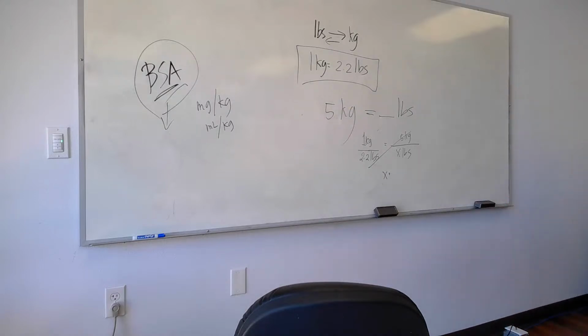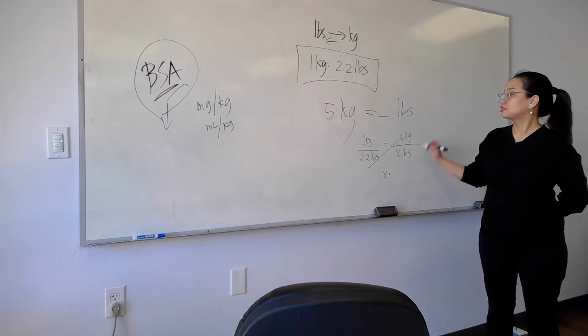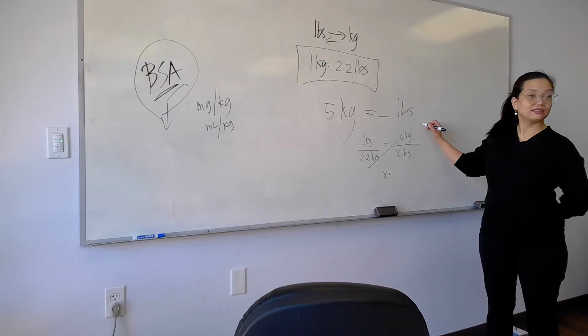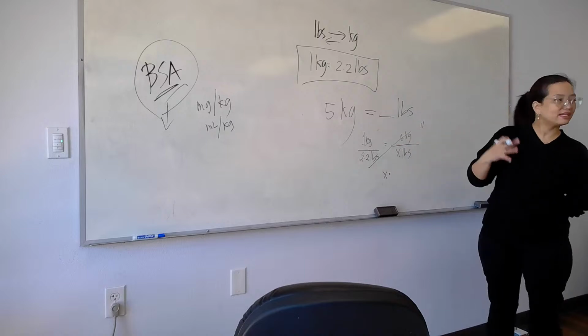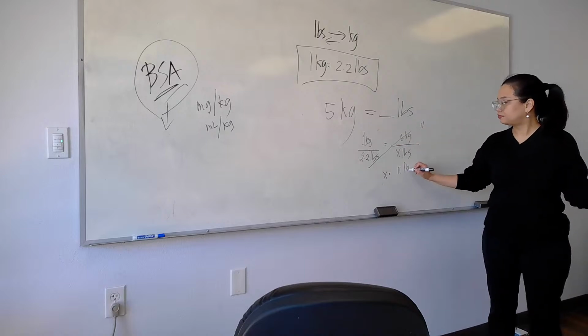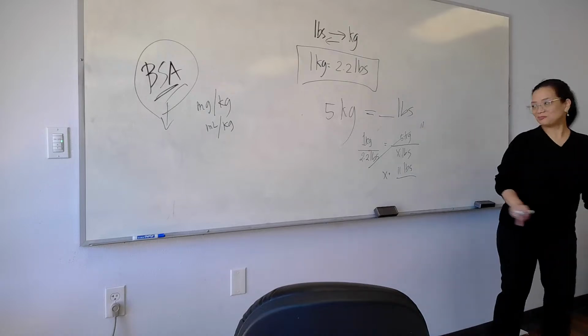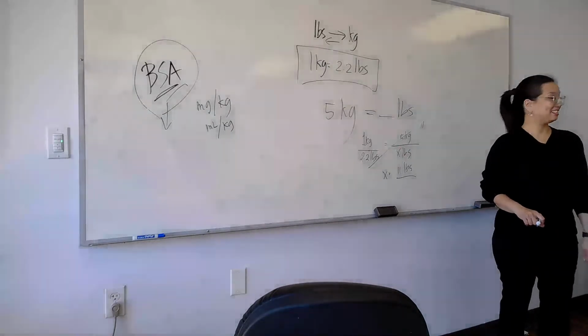5 times 2.2 is? Is it 11? Okay, 11. And then you do the 1 times X divided by 1. You know that anything you divide by 1 is itself. That's why I said you can stop right here, because you already saw that it's 1, right?